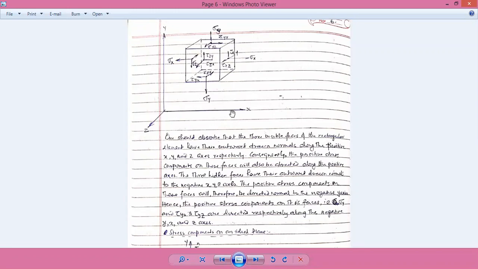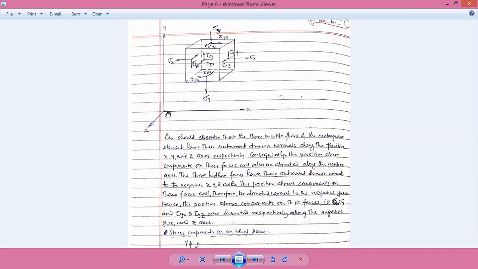Here, this visible face has its normal acting along the x-axis, and this visible plane has its normal acting along the z-axis. This is another visible plane whose normal is acting along the y-axis itself. Now, consequently, the positive stress components on these faces will also be directed along the positive axis.